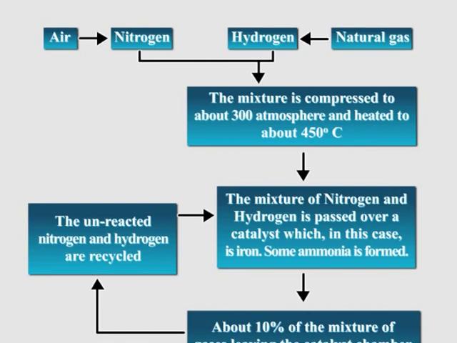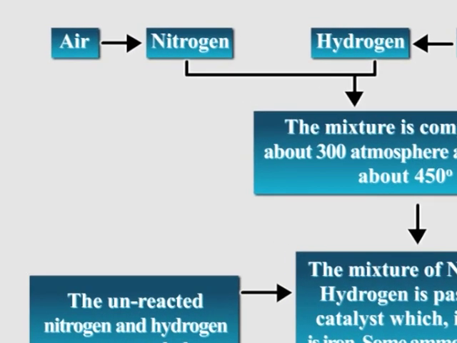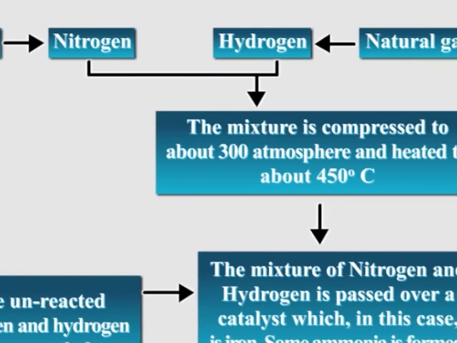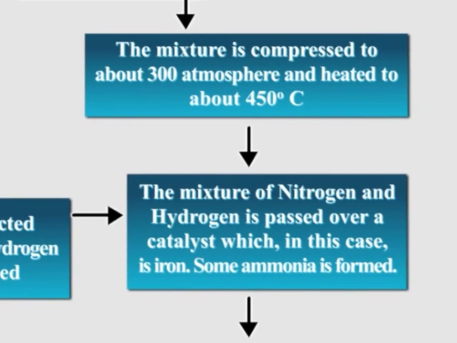Children, let us have a look at the flowchart for the production of ammonia as shown on the screen. Nitrogen from air is allowed to mix with hydrogen obtained from natural gases. The mixture of gases is compressed with about 300 atmospheres and heated to about 450 degrees centigrade. The gaseous mixture is then passed over a catalyst, which in this case is iron.